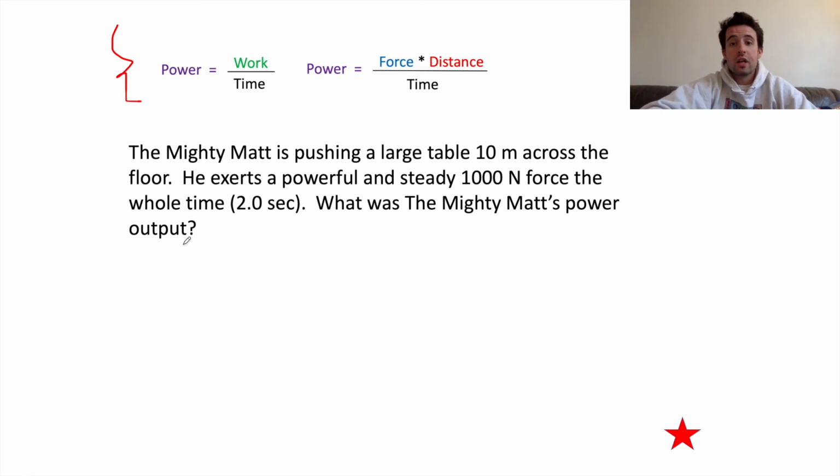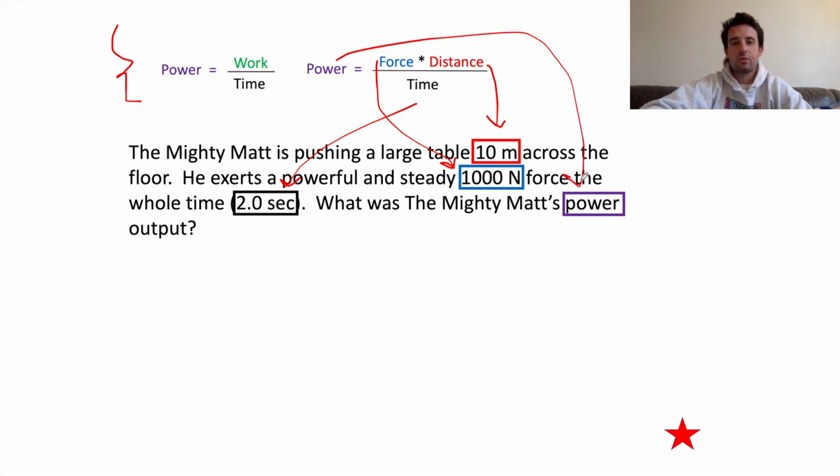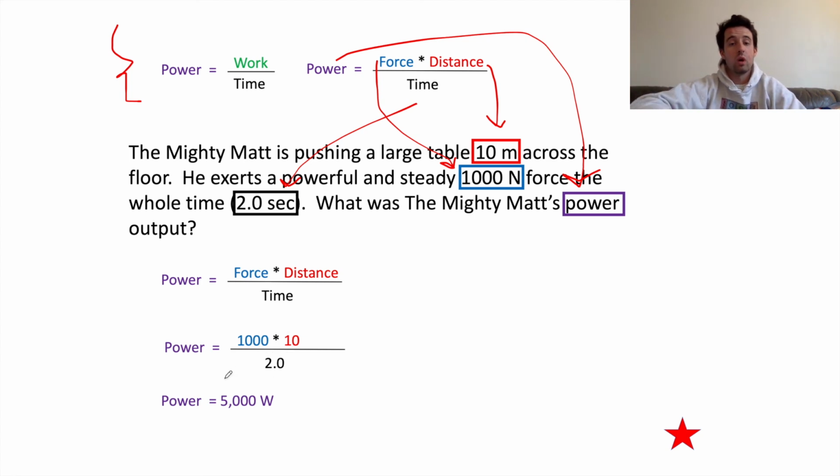So first thing you'll notice here is that I put a red box around 10 meters. That's our distance. We also have 1,000 newtons. That's a force. So far we've got force and distance. Do we have time? Yes, we do. Can we solve for power? Yes, we can. We're going to use the second equation here. We do have work, but it's broken up as force times distance. So let's use this equation for power. Let's plug all those numbers in. 1,000 for force, 10 for distance, and 2 for time. When we do that, we're going to get 1,000 times 10 divided by 2, which should be 5,000 watts.